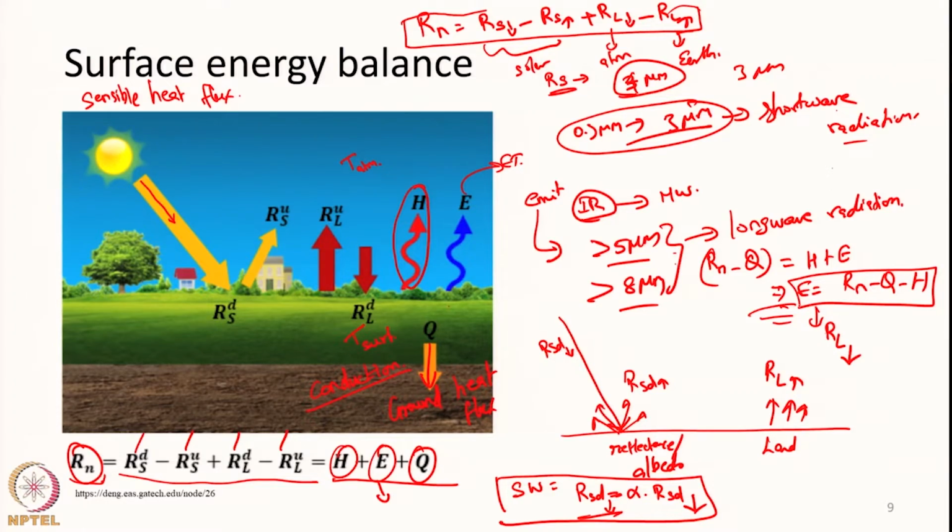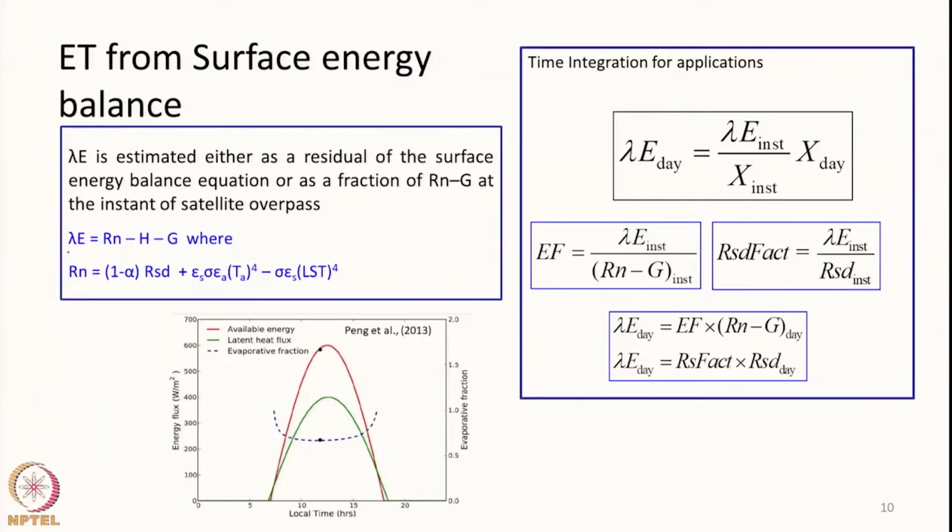We try to estimate all other variables that are involved in the surface energy balance equation and estimate Et as a residual. This is one such way. We will see this in the next slide. As I told here, the evapotranspiration Et is estimated as the residual of the surface energy balance equation. Lambda E, which is nothing but the Et term or E term, is equal to Rn minus H minus G, where G is nothing but the Q we have seen in the previous slide.